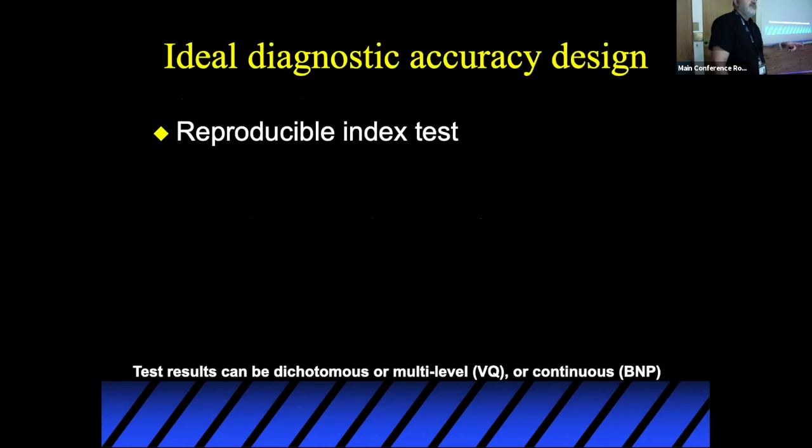The tests have to be reproducible. So if there's an ultrasound test, if I do that ultrasound test and Kilpatrick does the same ultrasound test, we have to be able to get the same results, right? Or if they report how the test was done, some other people have to be able to reproduce the test and get the same results.